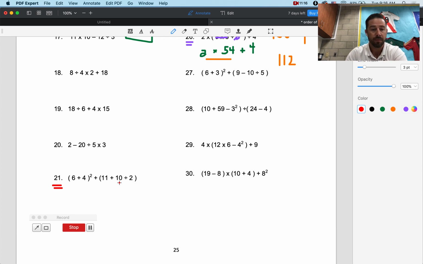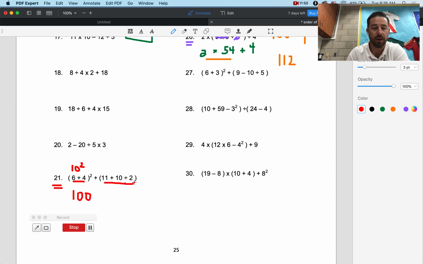Okay, now we have 2 sets of parentheses. So you're thinking, man, what do I do? Well, we'll attack this parentheses first on the left, and then we'll attack this parentheses on the right. Pretty simple. Now, you can see that the squared here is on the outside. So we actually have to do what's in the parentheses first and then square it. So 6 plus 4 is 10, and what we have is 10 squared. So what's 10 times 10? 100. We're done with this parentheses.